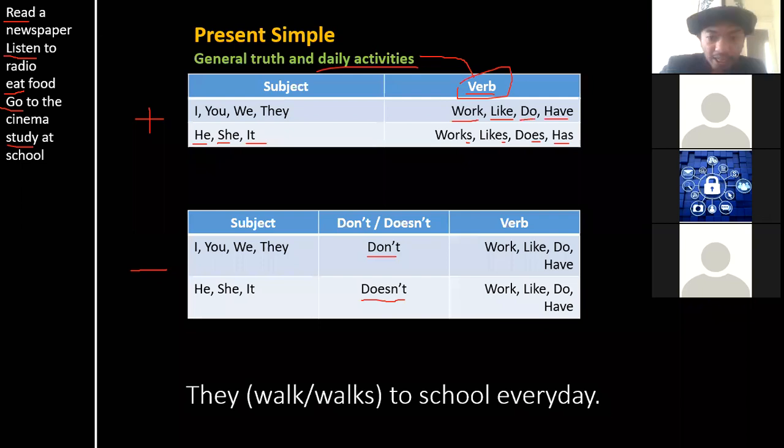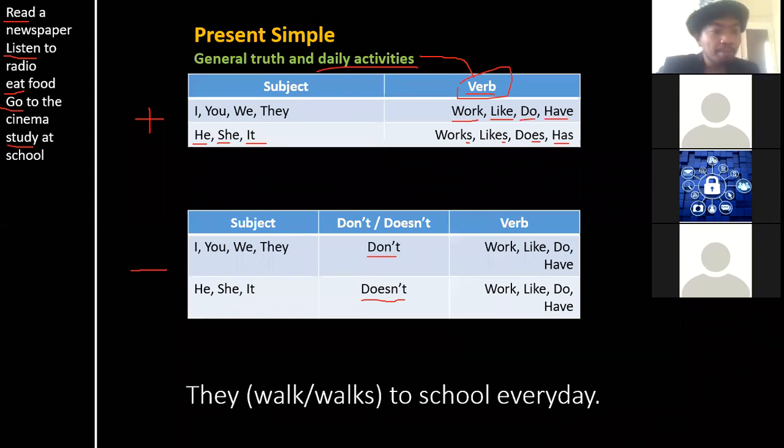Look like this. They walk to school or they walks to school? What's the answer? They walk to school or they walks to school? Asulbek and Erkin, write the answer on the chat box. Like Atai. Write on the chat box. They walk to school every day. Good job, Asulbek. Good job, Atai. They walk to school every day.